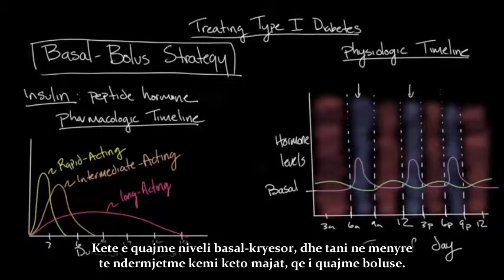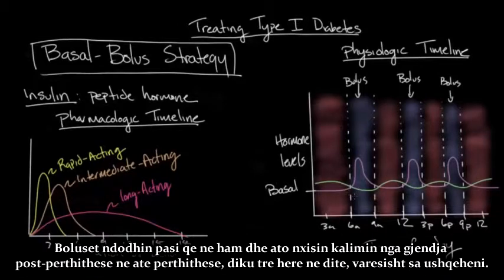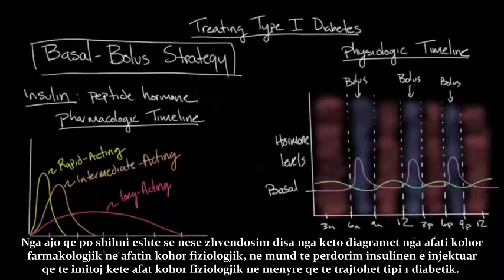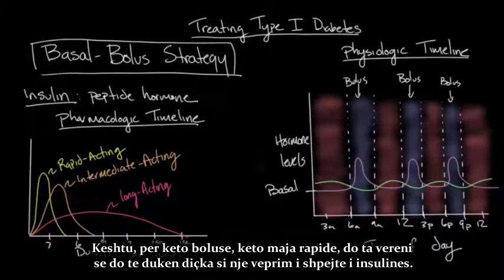And then intermittently there are these peaks, which we'll call boluses. And these boluses occur after we eat, and they're what drive the transition from that post-absorptive state to the absorptive state about 3 times a day, depending on how often you eat. Now, hopefully what you can see by this is that if we transpose a couple of these graphs from the pharmacologic timeline onto the physiologic timeline, we can use injectable insulin to mimic this physiologic timeline in order to treat type 1 diabetes.